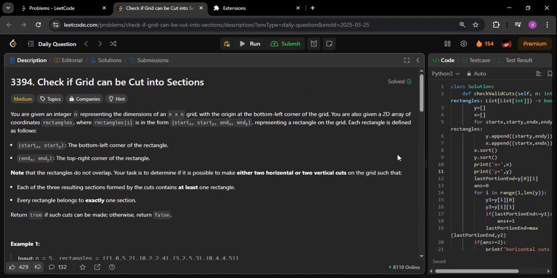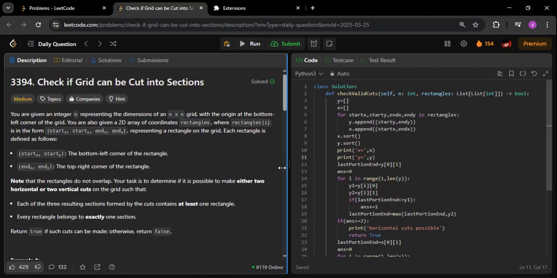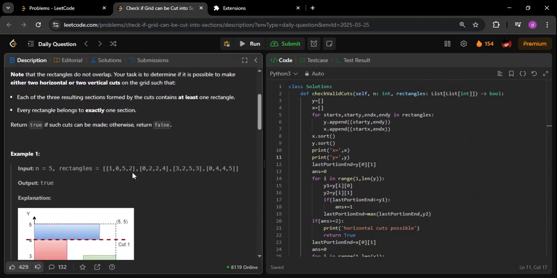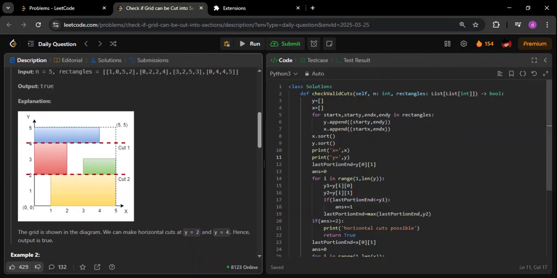Now, how to solve this question? As I mentioned previously, please go and see yesterday's question, because we have done exactly the same thing there also. So we'll do the same. This question can be divided into two parts. The first part is to understand whether, let us say, a horizontal cut is possible or not.